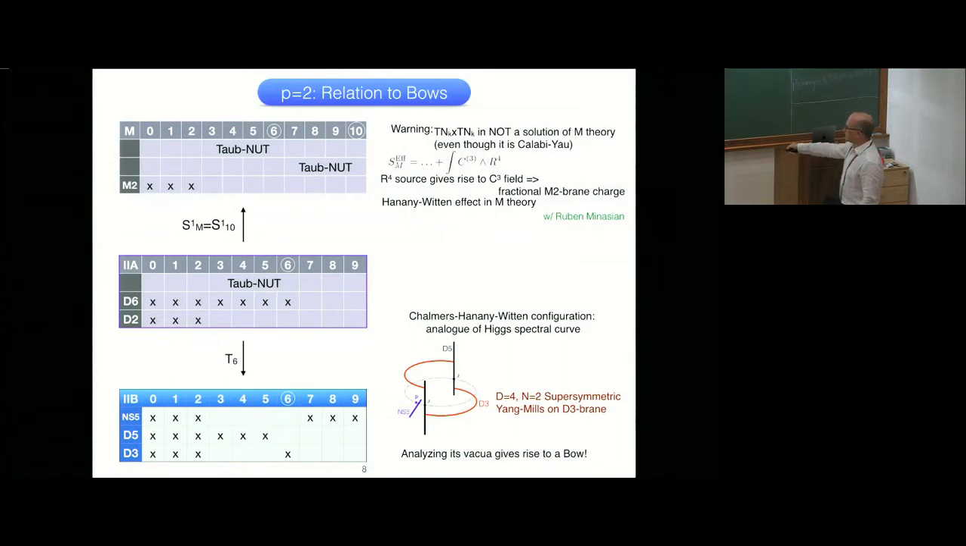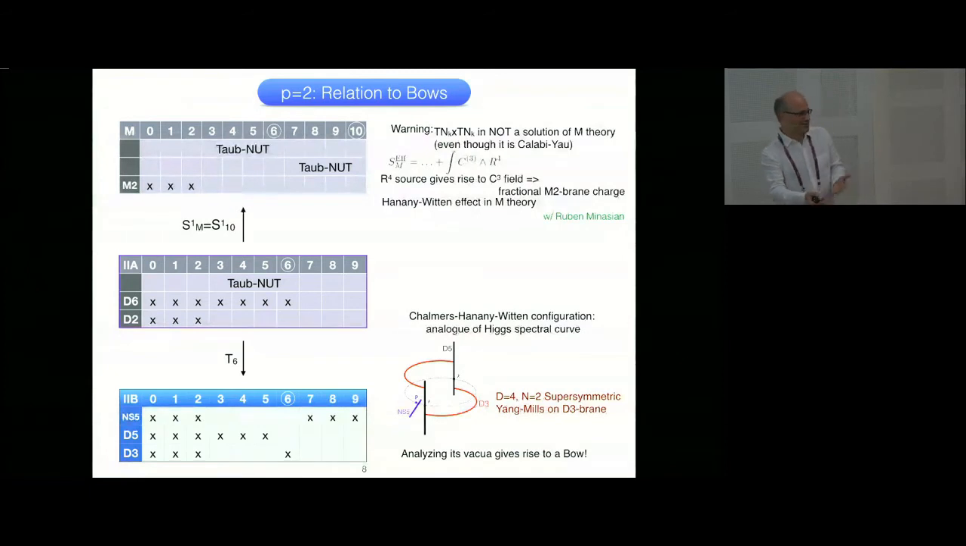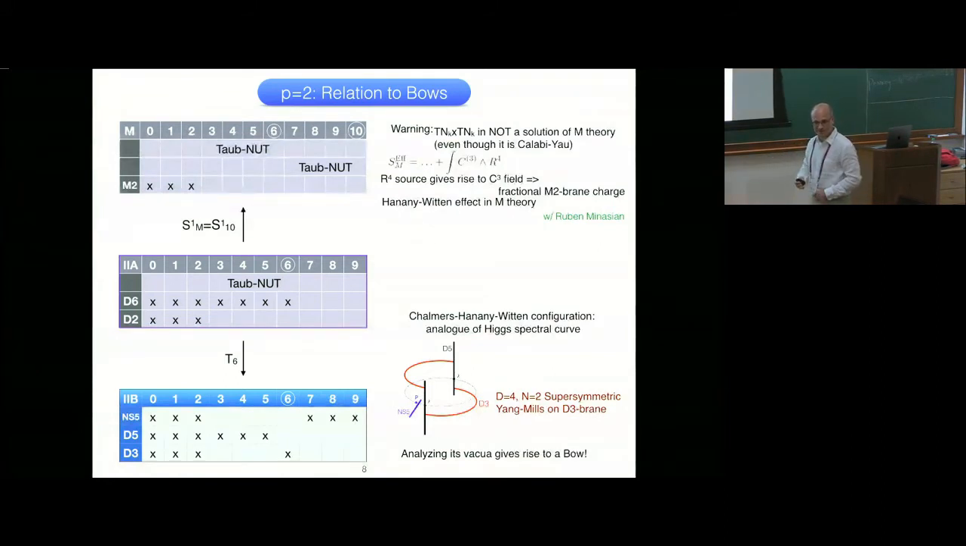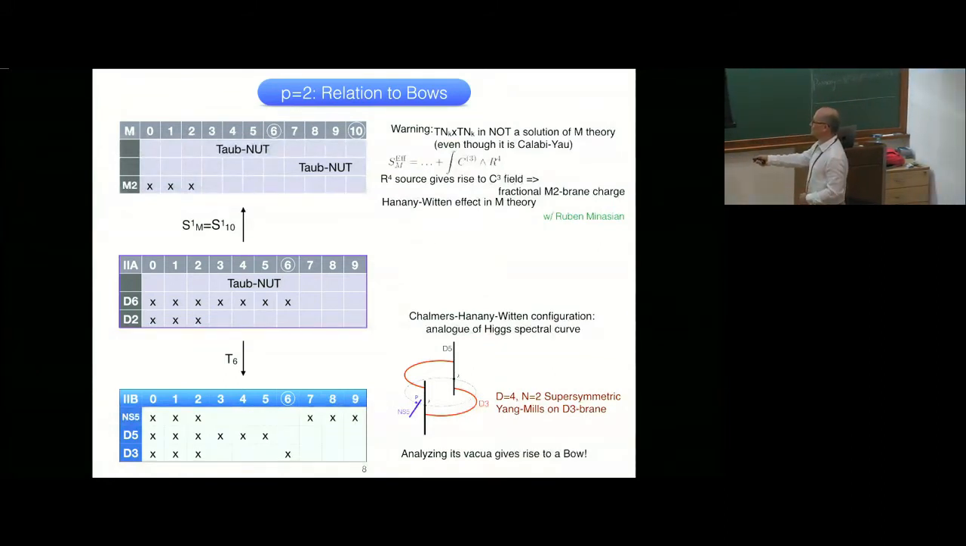Similarly, NS5s are localized at some other points, which are labeled P, and stretch in other directions, 7, 8, 9, in this direction. And then D3 branes actually wrap this. So that is the Chalmers, Hanany, and Witten configuration. And in fact, this brane configuration is sort of an analog of the Hitchin spectral curve if you were dealing with, let's say, doubly periodic instantons. If you study doubly periodic instantons, you end up by T-dualities with a Hitchin system, and that has a spectral curve in between. So if you like, this is sort of spectral data for that instanton.